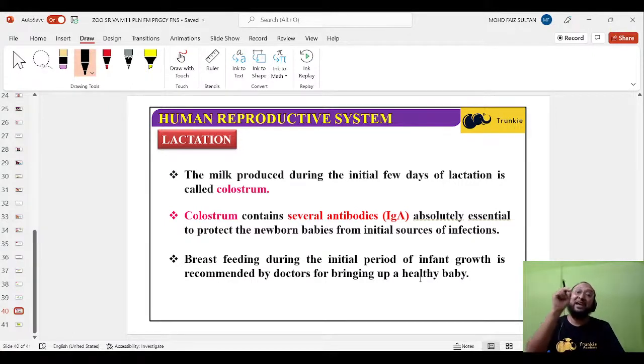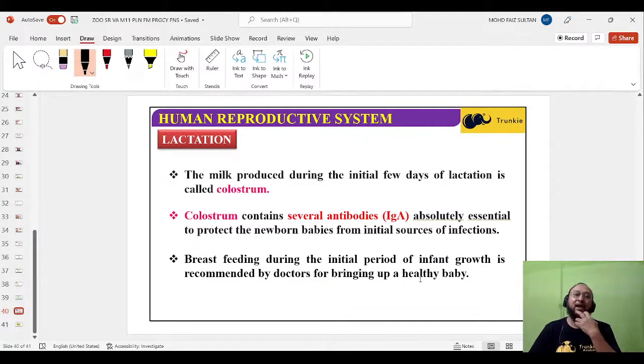So immunoglobulin A is the type of immunoglobulin or antibodies that provides immunity to the fetus, and that is present in the colostrum. For the first 1 or 2 days, the milk that is there in the mother's mammary gland is called colostrum. This is an important point, colostrum. The second important point for the exam is which antibody is present in the mother's milk. In the colostrum, IgA.